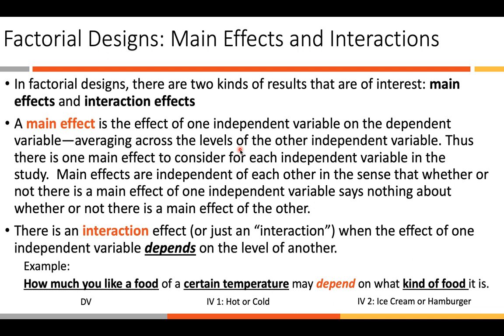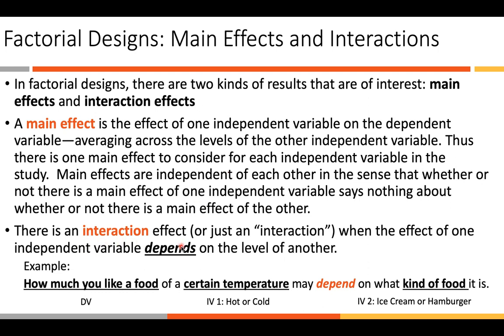If we were looking at the main effect of type of food, we would say all the instances of ice cream versus all the instances of hamburgers, ignoring what temperature they are, right? That's what averaging across means. We're ignoring the other variable. So what this produces is a single main effect for each of our variables. If I have two variables, then I have two main effects. If I have three variables, I have three main effects. If I have four variables, I have four main effects, an effect of each variable by itself.